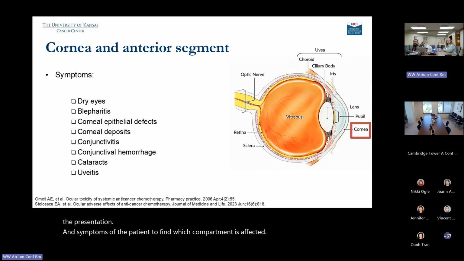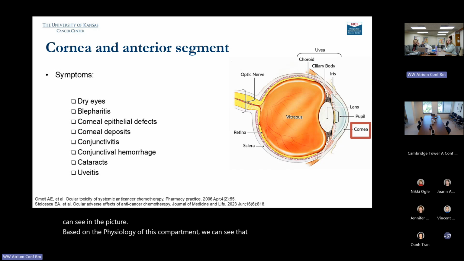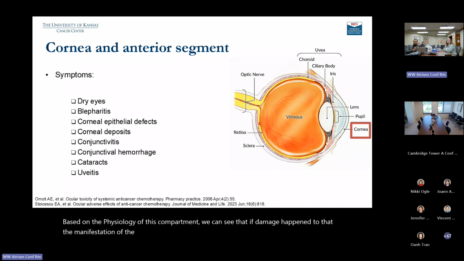The very first compartment to talk about is the cornea and anterior segment, which you can see in the picture. Based on the physiology of this compartment, if damage happens to it, the manifestation of the problem will be changes in clarity, surface integrity, and anterior eye discomfort. The patient may have different feelings.